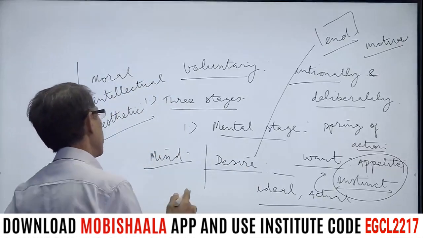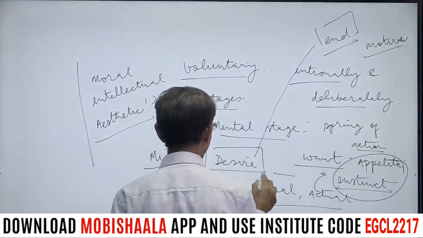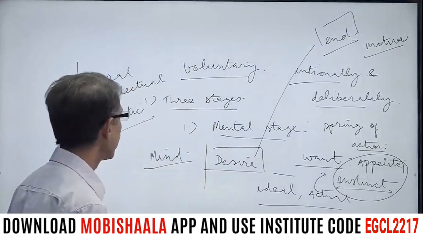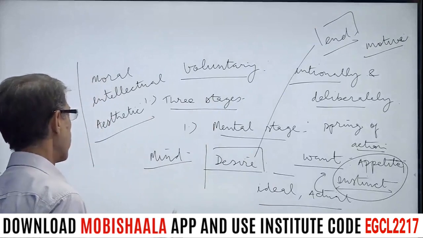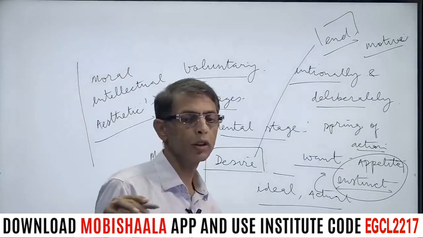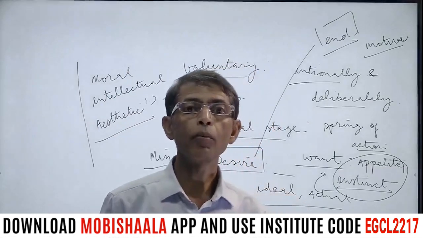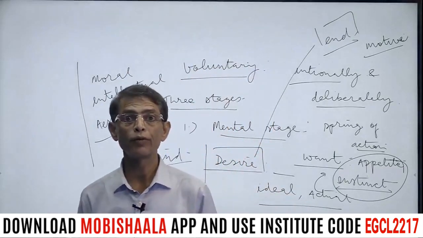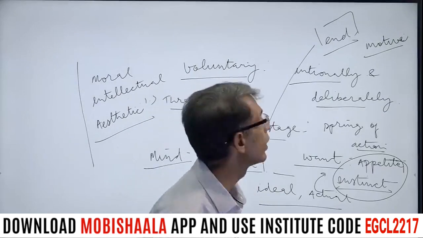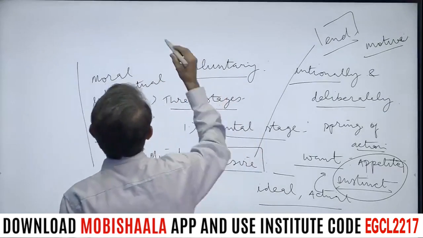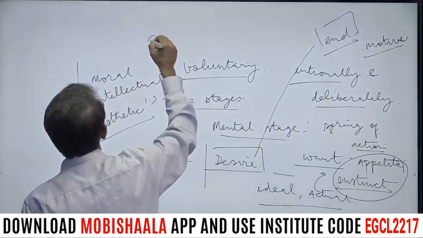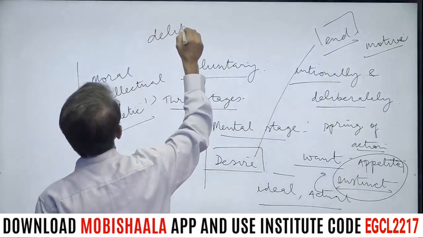Now let us discuss this desire. Our desire may be either actual or ideal. We have taken the example of actual desire, of hunger, of food. But there is a conflict among motives. Then the question arises about deliberation. Then he thinks about what is deliberation. Then comes deliberation.